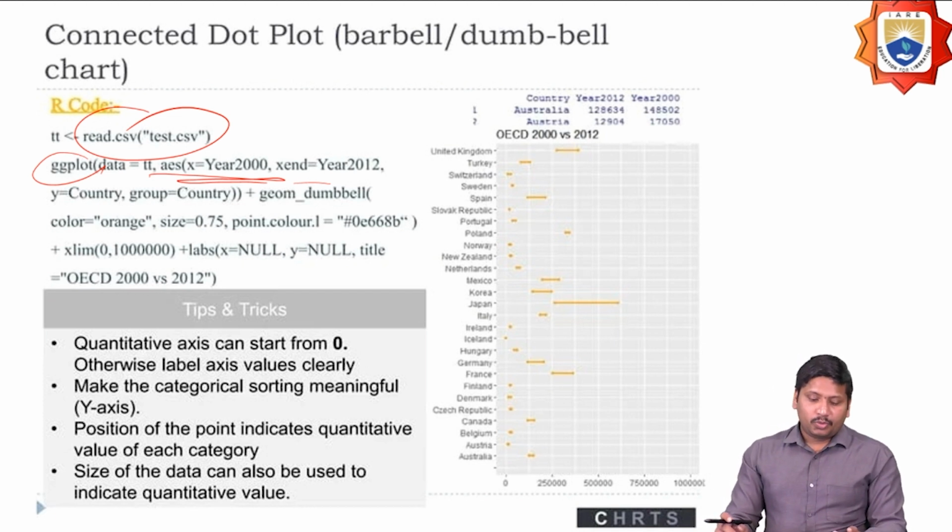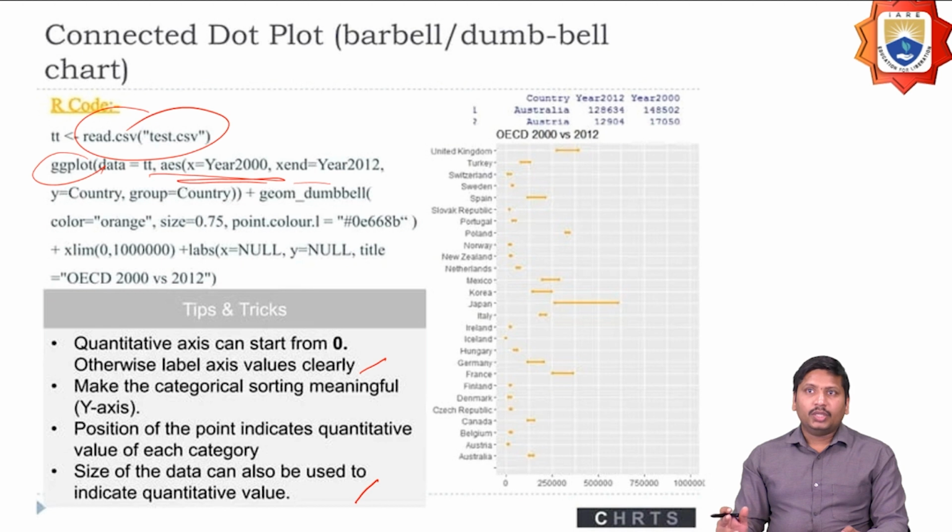And the tip I'm going to follow is that the quantitative axis should start with 0, otherwise the axis values should be clearly labeled. Make the categorical sorting meaningful, and the position of the point indicates the quantitative value of each category, and the size of the data can also be used to indicate the quantitative value. So these are some of the tips to be followed for representing the data.